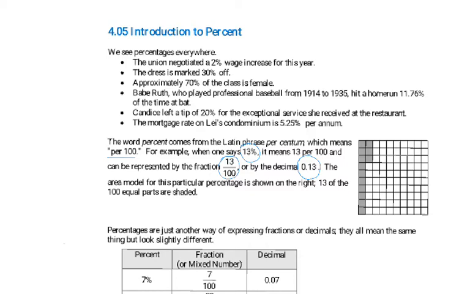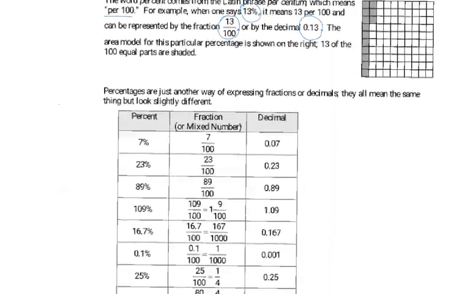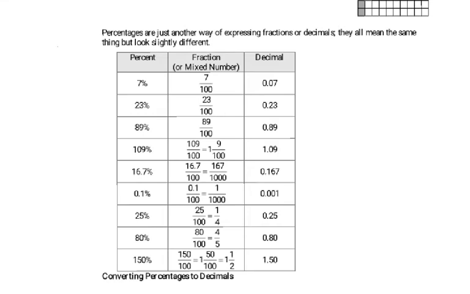I'm going to just scroll down so we can take a look at this chart a second. So percentages, fractions, and decimals all mean the same thing and just look different from each other. So here are a group of percentages. 7% is the same as 7 100ths, which is the same as 0.07, because remember, with the denominator of 100ths, we need to have two decimal places. The 23% and the 89% are a little bit easier. Again, we're putting the percent over 100, and then because there's two decimal places, 0.23 and 0.89.